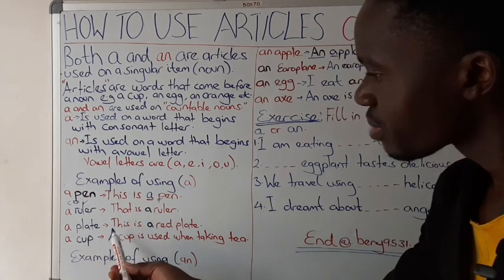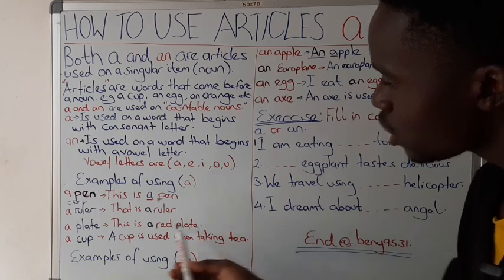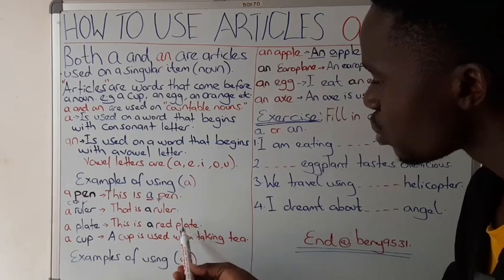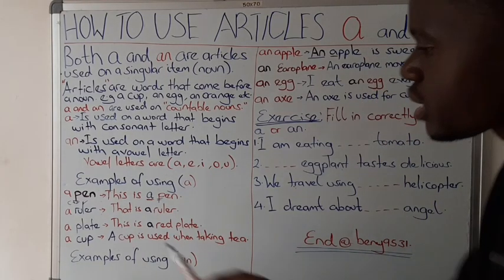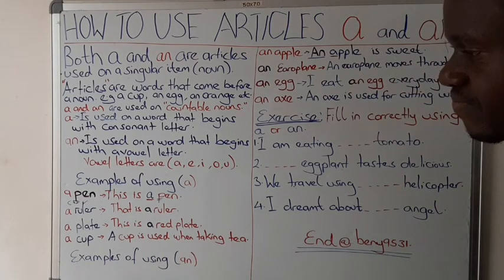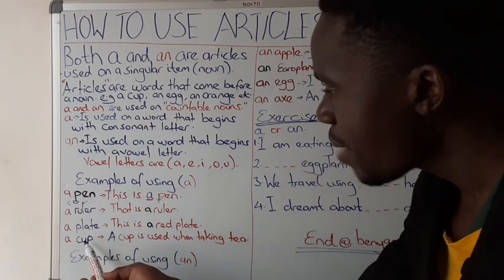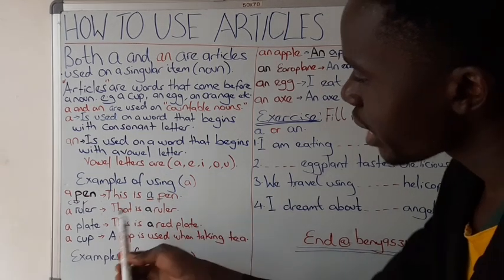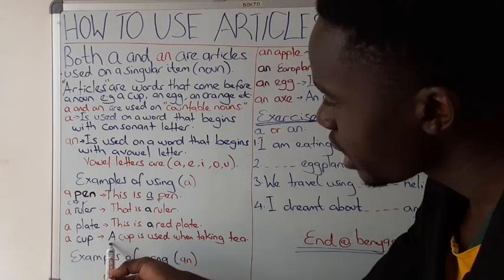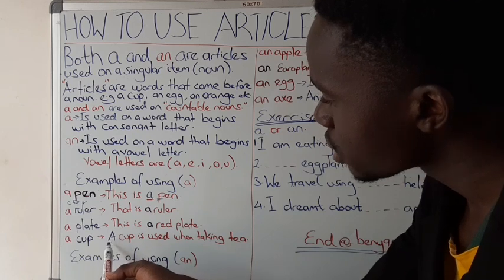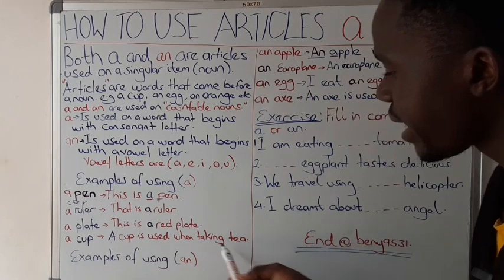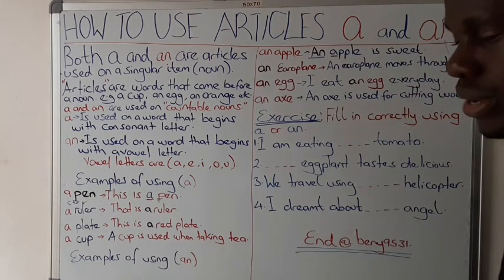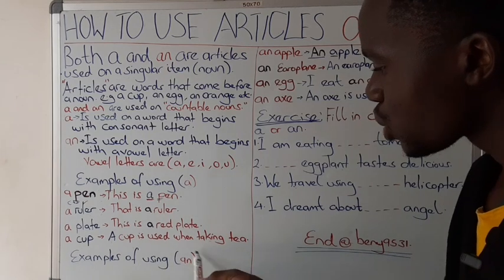A plate. This is a red plate. We're going to say a red plate because plate starts with letter P, and P is a consonant. That's why here we say this is a red plate. The next example, a cup. A cup is used when taking tea. Remember when we're starting a sentence, we use a capital letter. That's why here we use a capital A, and we say a cup is used when taking tea. So that is how we use article a. Hope we are together.